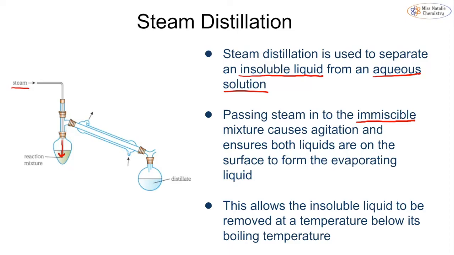And actually the best thing about this particular type of distillation is this third part here, that by adding in the steam, it allows an insoluble liquid to be removed at a temperature that is much lower than its boiling temperature. So this agitation that is caused by the steam allows the evaporation to occur without us actually having to heat it all the way up to its boiling temperature.